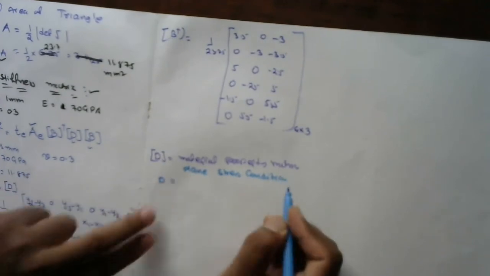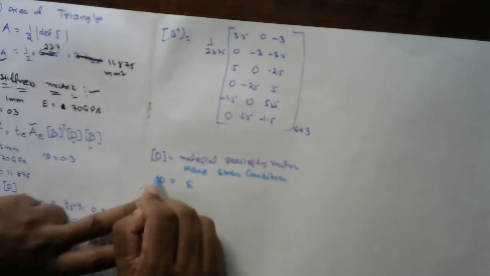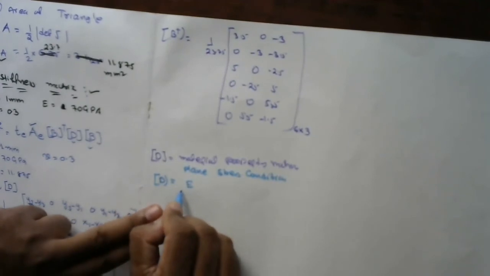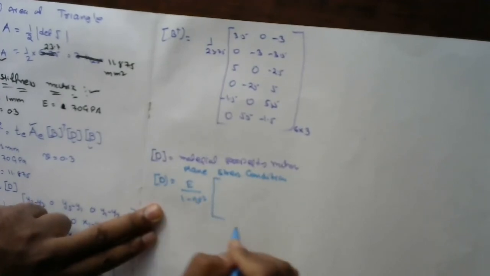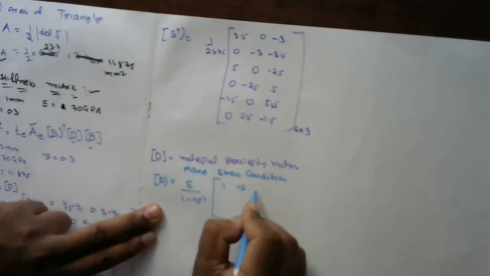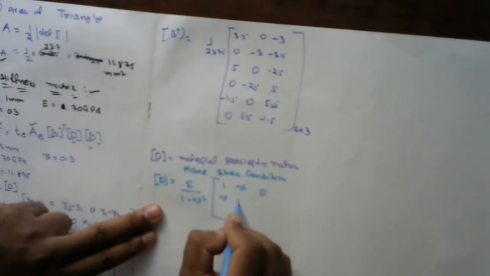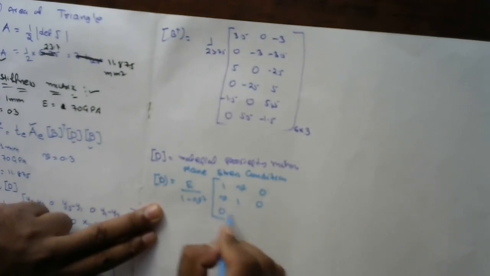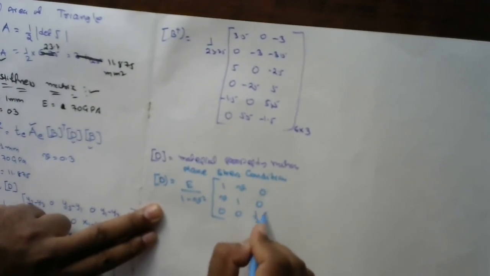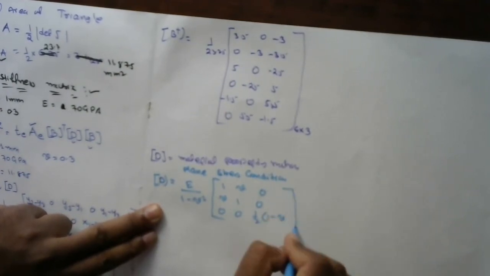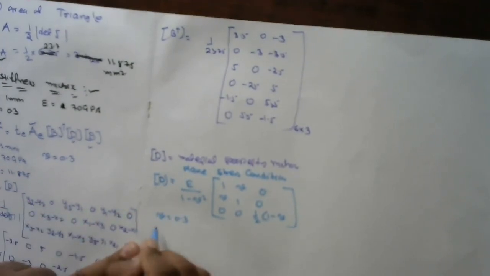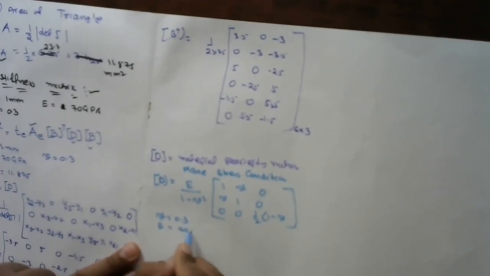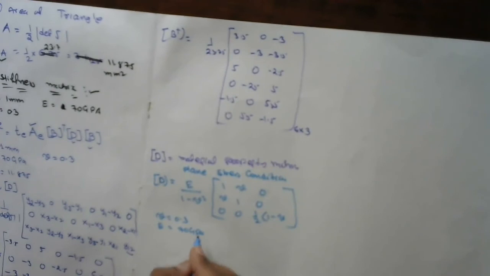For the plane stress condition, D can be written as the material property matrix: Young's modulus divided by 1 minus mu square, into a 3 by 3 matrix: 1, mu, 0; mu, 1, 0; 0, 0, and the last one would be half of (1 minus mu). So this would be the matrix, and here in the problem the mu value is given as 0.3 and Young's modulus is given as 70 gigapascal. Then you have to write it in Newton per meter square.